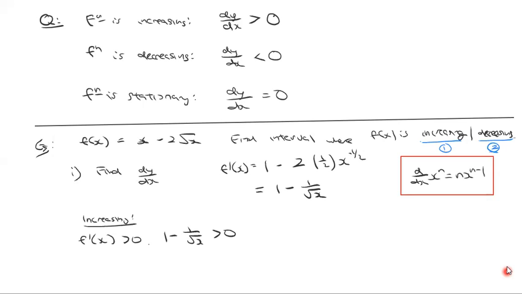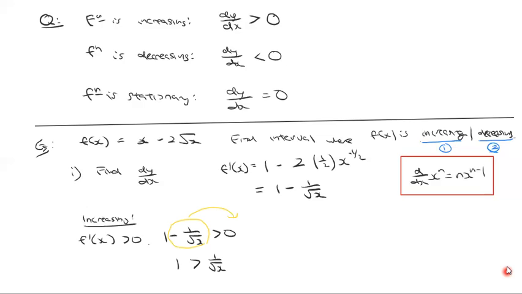So move the thing with x to one side. So let's move this, with a negative, of course, to the right-hand side. And that will mean 1 is greater than 1 over square root of x.